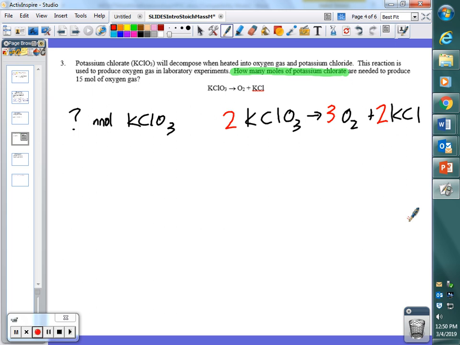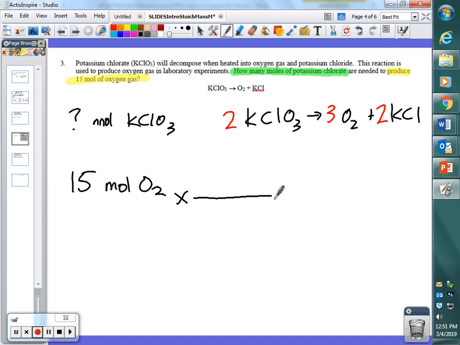What other piece of information did they give us here? True. That's here. What else did they tell us? We want to produce 15 moles of oxygen gas. So that's a value that we know we're going to have to end up with. So I'm going to start with 15 moles of O2 over here on the left-hand side. Okay? All right. Stoichiometry problems are conversion problems. Conversion problems get rid of units that we don't want and leave us with units that we do want.